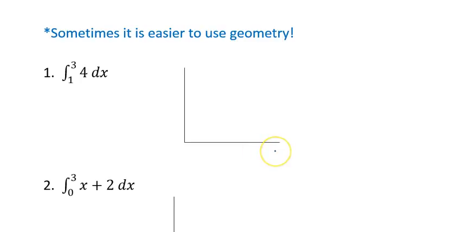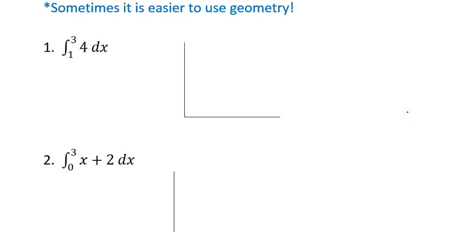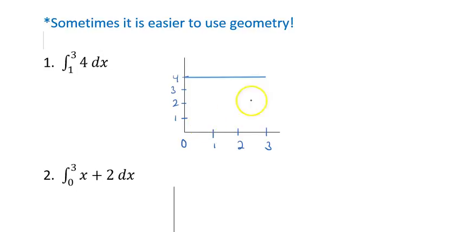Okay. As I mentioned the other day, sometimes it is easier to use geometry to figure out these areas, and so I have a couple of examples of that to start out with. The first one is the integral from 1 to 3 of 4, and so if I have the graph of that, it's just a horizontal line, like y equals 4. And so we were looking at the area between 1 and 3, just from here to here, this area.